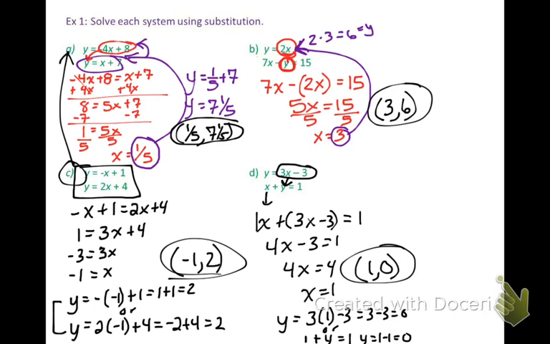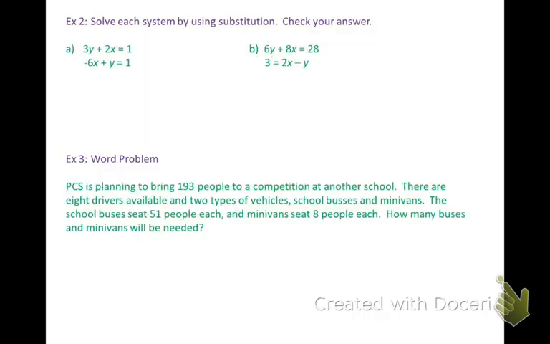Alright, so let's check out the next section. Solve each system by using substitution. So this time, again, we don't have y equals or x equals. Again, it does not matter what variable you get by itself. If it does not have a variable by itself, get one of them by itself. If x has no numbers attached with it, I would find x.